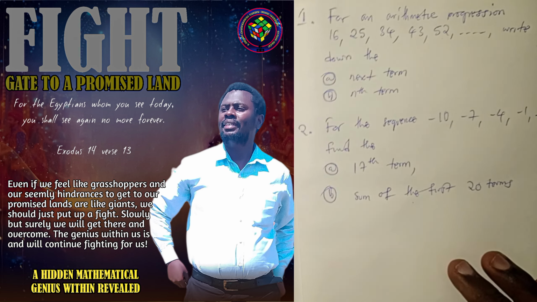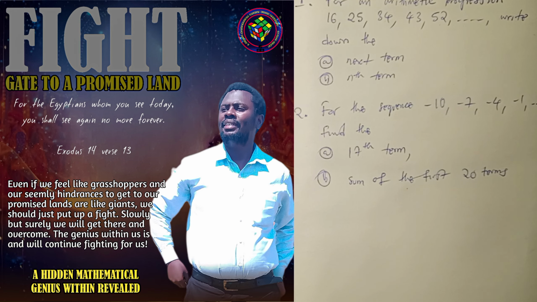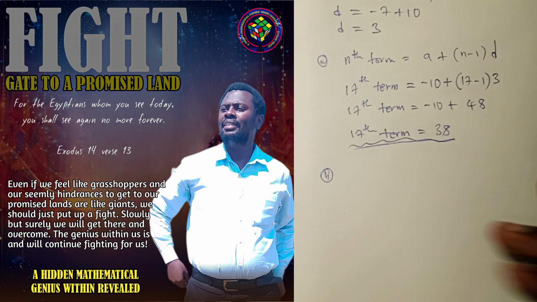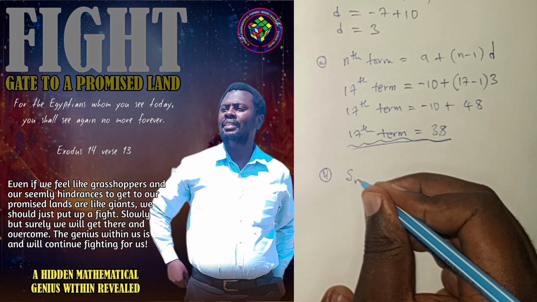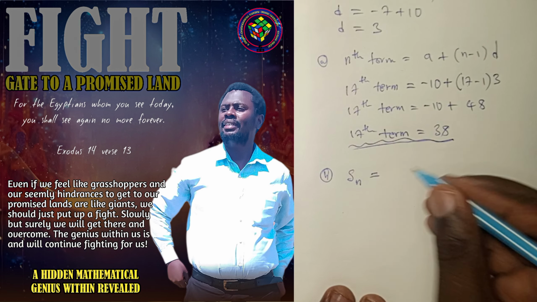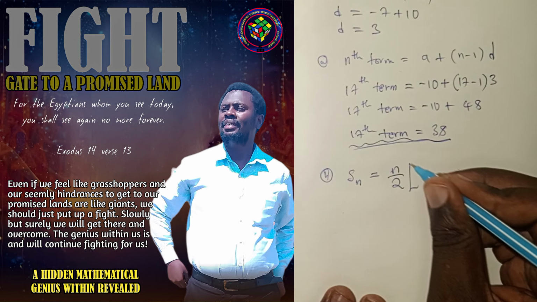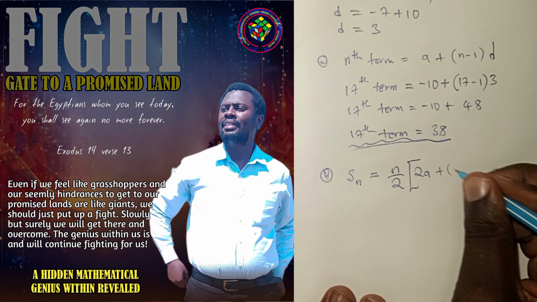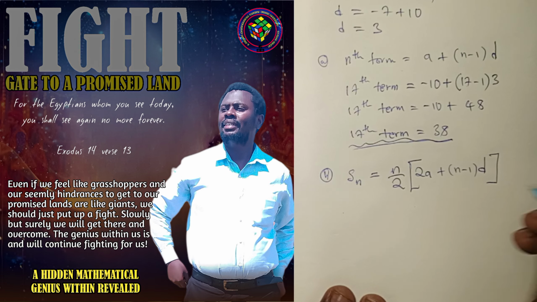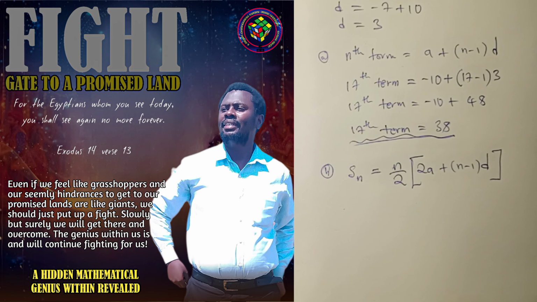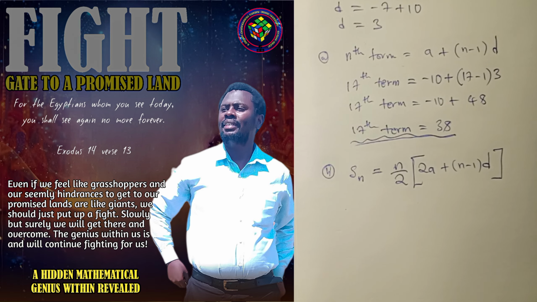B, we have sum of the first 20 terms. What you should always remember is that sum of any terms of an AP is equal to n over 2 in brackets 2a plus n minus 1 D. That is the formula for sum of n terms of an arithmetic progression, where n is number of terms, a is the first term, and d is the common difference.